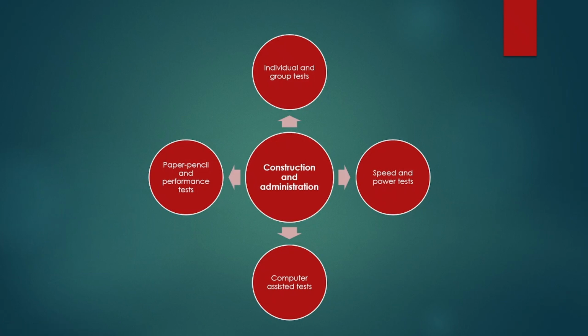Here the speed tests have a time limit at which point everyone taking the test must stop. That is the speed and power test. Next, computer assisted tests. Here it will cover a large number of applicants, in which it determines the difficulty of succeeding items. That is the computer assisted test. Final one, paper, pencil and performance test.